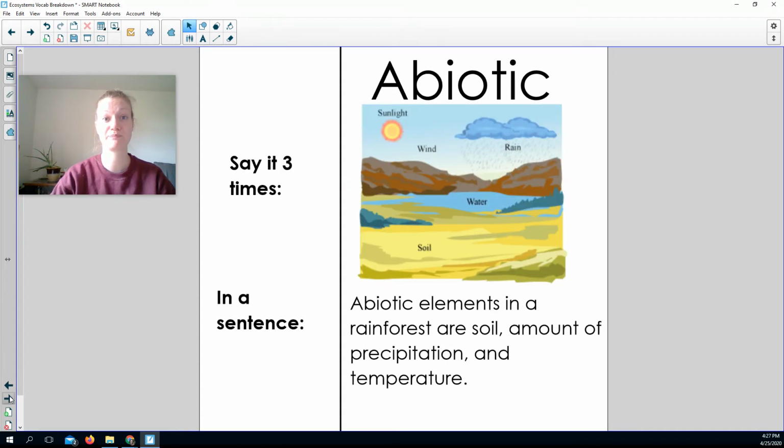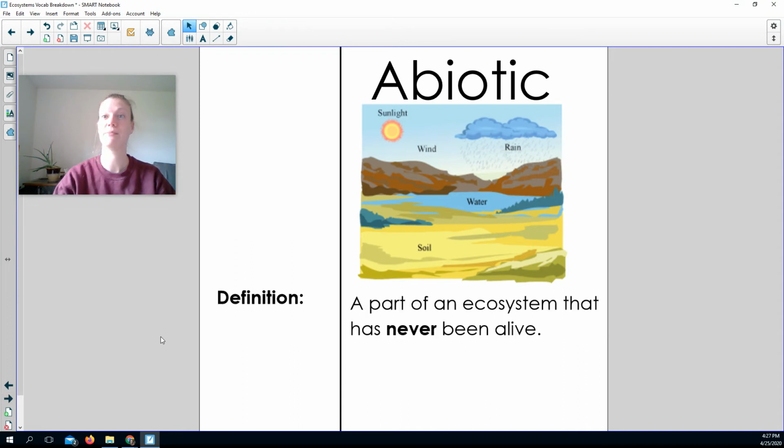All right, moving on. The next word is abiotic. Let's say it 3 times. Abiotic, abiotic, abiotic. In a sentence, you might see abiotic elements in a rainforest are soil, amount of precipitation, and temperature. Those are all factors that can change the environment even though they're not alive themselves.